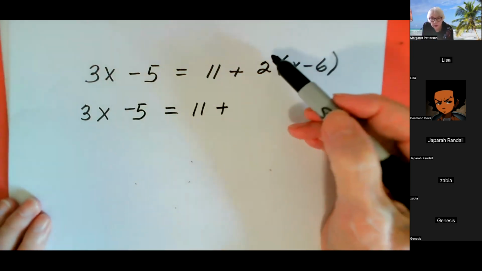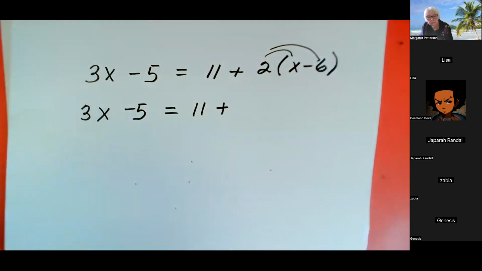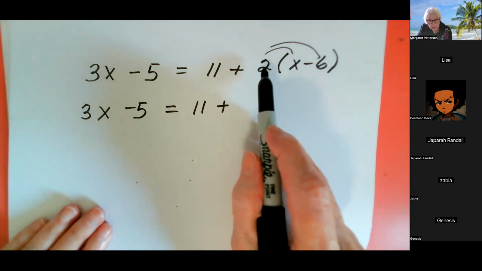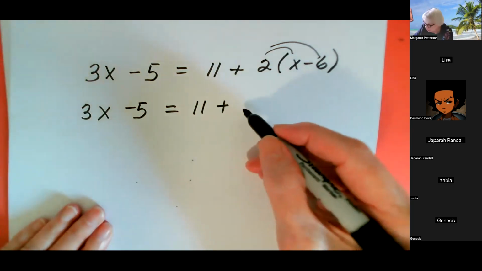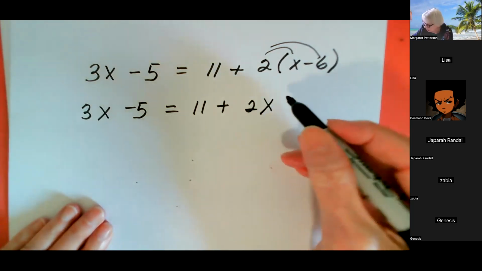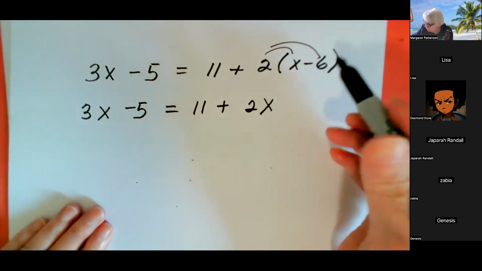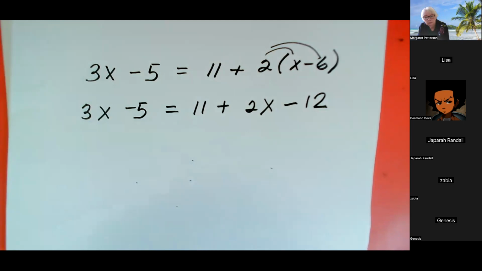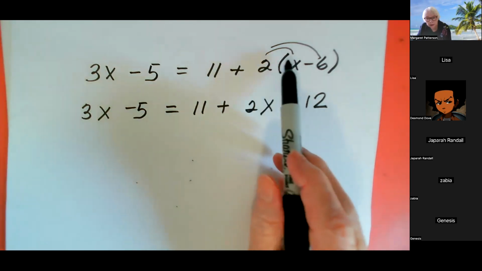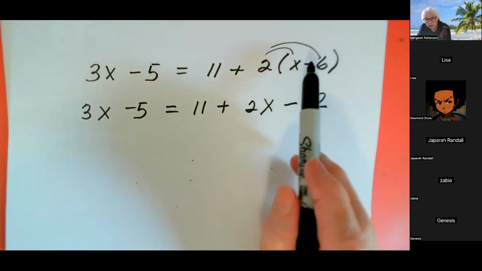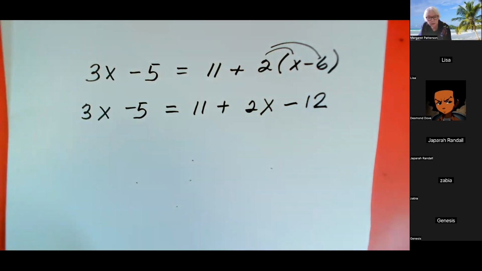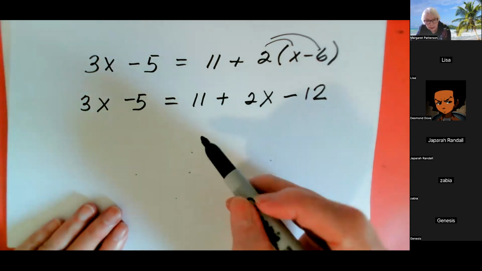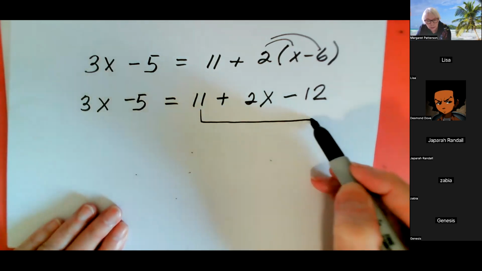The problem, of course, is this part. So let's deal with that and get rid of the parentheses. So this is 2 times X, it's 2X. And this is 2 times the -6, that's -12. Everybody okay with that? 2X? And then there's a minus 2 times 6 is -12. So the left side was good, but this side can be improved.